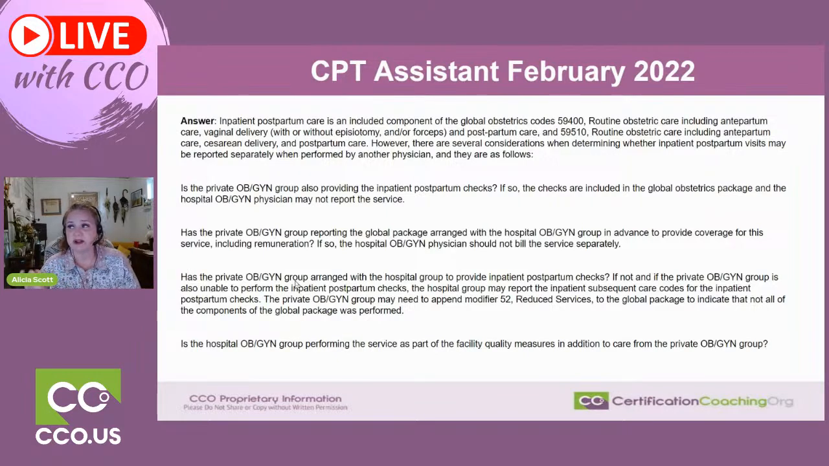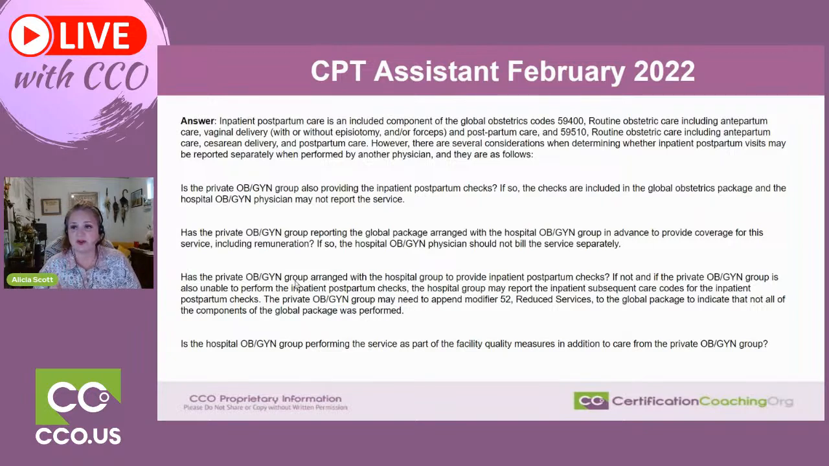a global obstetric code like 59400, routine obstetric care, including antepartum care, vaginal delivery with or without episiotomy or forceps. That's all. This is just the description of the code and postpartum care. And 59510, which is routine obstetric care, pretty much the same thing. However, there are several considerations when determining whether inpatient postpartum visits may be reported separately when performed by another physician. And these are the questions that you have to ask and get an answer to.